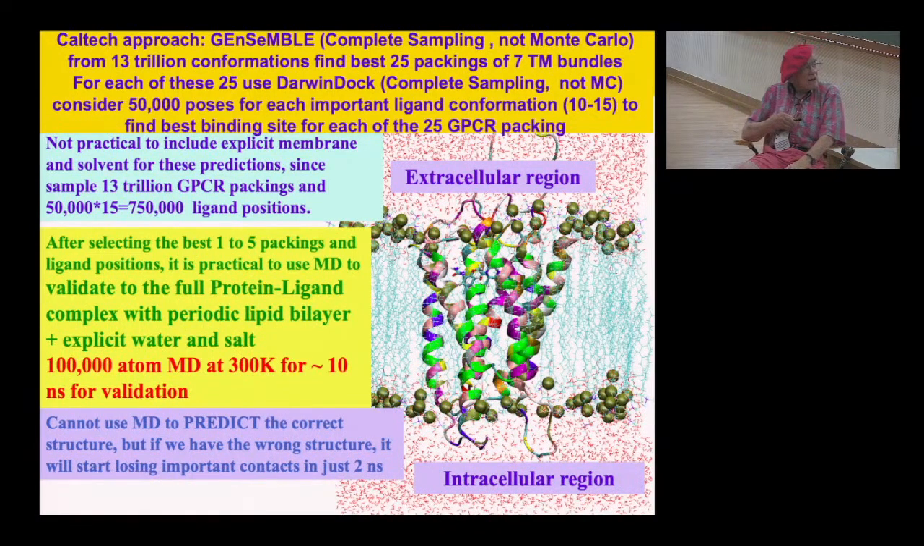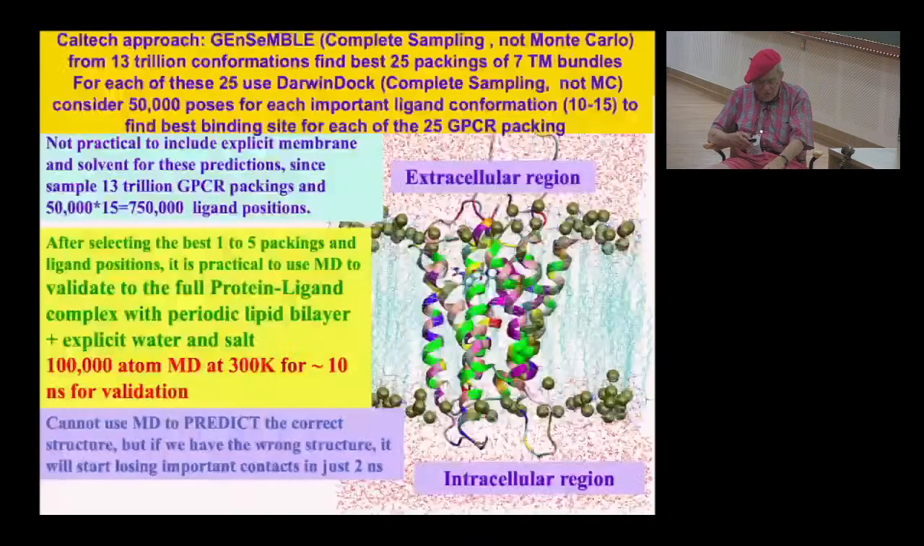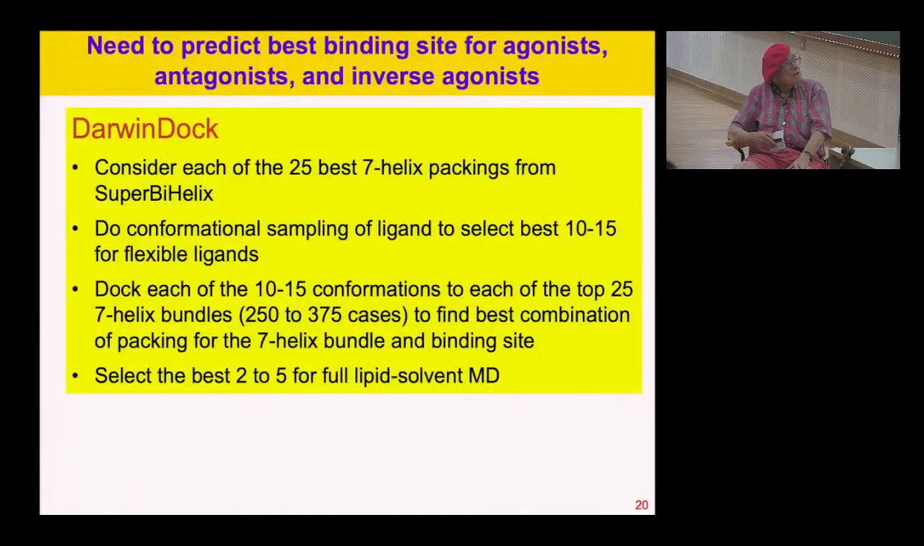And we can find that out in just a few nanoseconds. So we don't use molecular dynamics to make a prediction. We use molecular dynamics to validate our predictions. Again, there's no crystal structures to compare with, so we need validations. So now we have structures, we need to dock ligands. And so we developed a procedure we call Darwin dock.